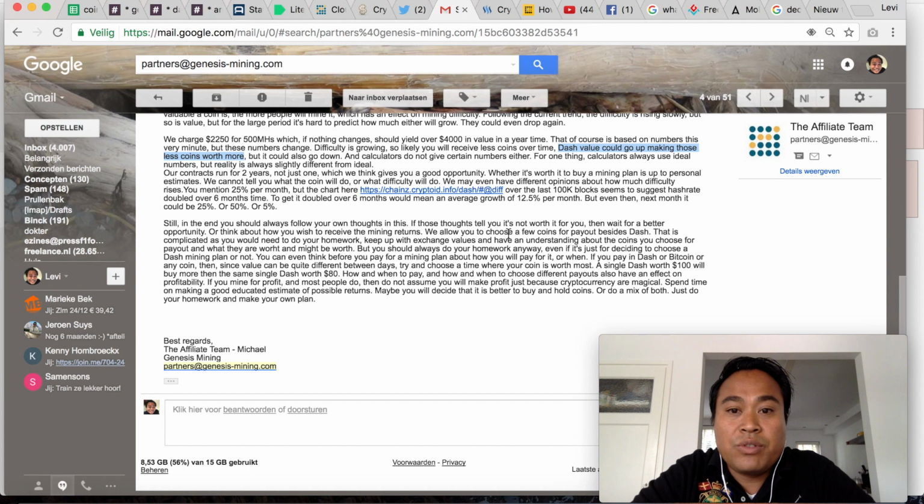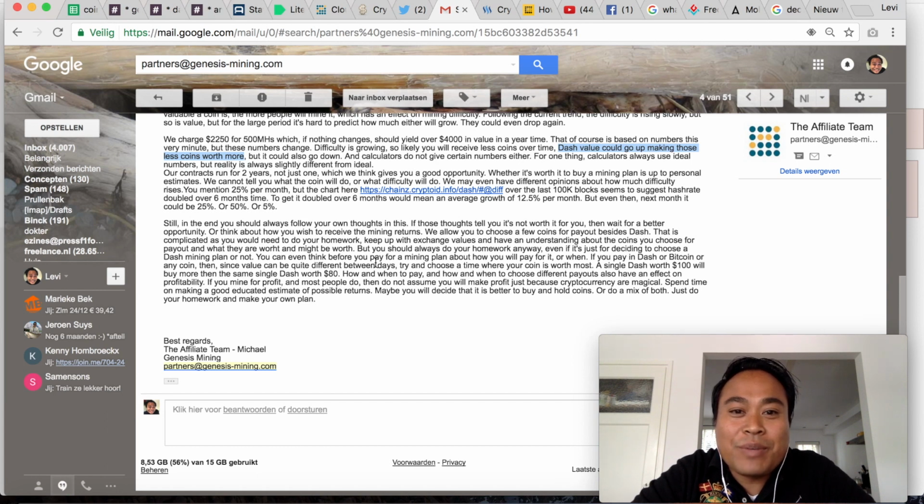We allow you to choose a few coins for payouts beside Dash, so that's a good feature indeed. That is complicated, as you would need to do your homework, keep up with the exchange values and have an understanding about the coins you choose for payout and what they are worth and might be worth. Yeah, good tip. But you should always do your homework anyway, even if it's just for deciding to choose a Dash mining plan or not.